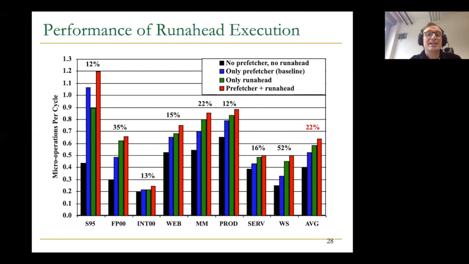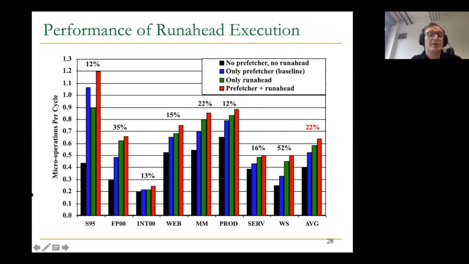Okay, let me give you some results. This is from our original paper that shows that Runahead execution on a state-of-the-art processor buys you significant performance compared to a prefetcher. So this is no prefetcher, no Runahead. This is a bad baseline. But if you put only a prefetcher, you get here, the blue part. This is a good baseline. Only Runahead performs like this. And if you combine the Prefetcher and Runahead, you get 22% over the Prefetcher-based baseline.